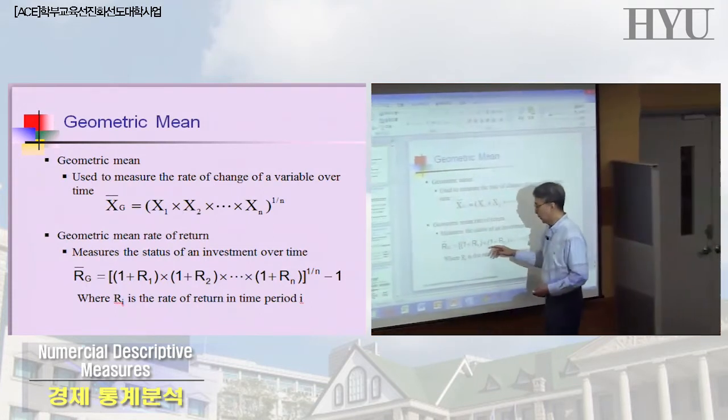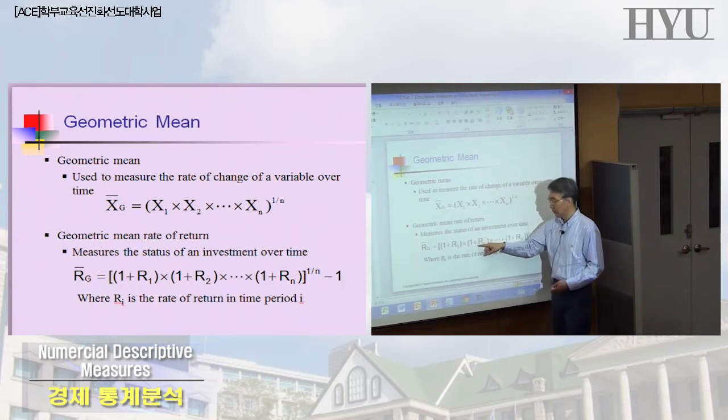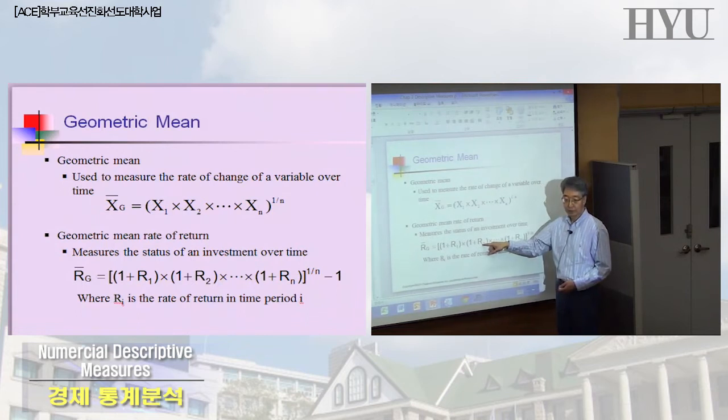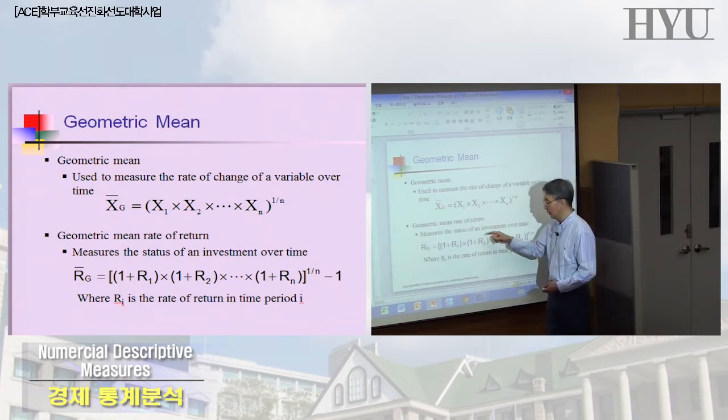In my example, R1 would be 10% or 0.1, so 1 plus 0.1, multiplied by 1 plus, if the second year's return was 5%, 0.05. So 1 plus 0.05, and so on. Then after multiplying all those, you take the nth root. If you have 10 years, this will be to the power of 1 over 10, minus 1. That would be the mean rate of return for your investment.